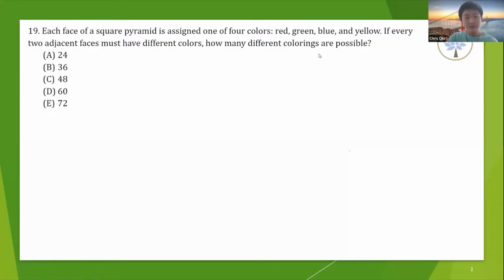So problem 19 reads, each face of a square pyramid is assigned one of 4 colors: red, green, blue, or yellow. It doesn't really matter what these colors are, so let's just name them 1, 2, 3, and 4. If every two adjacent faces must have different colors, how many different colorings are possible? So let's draw our square pyramid.